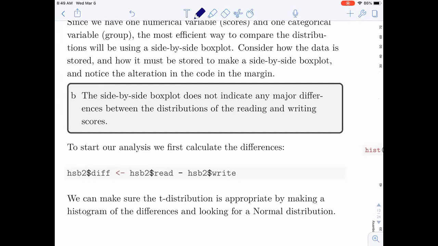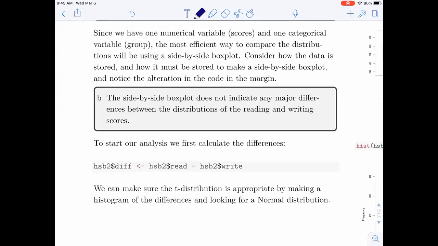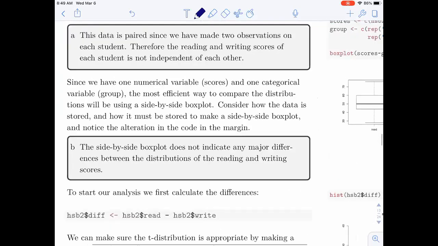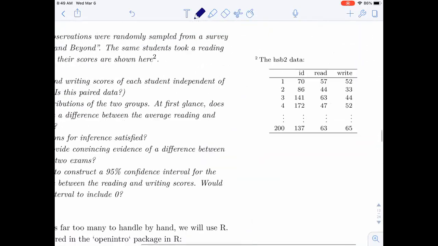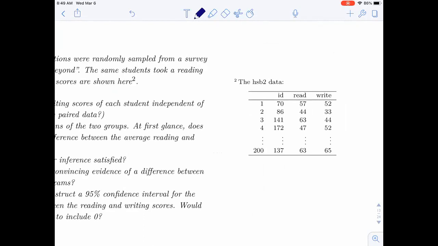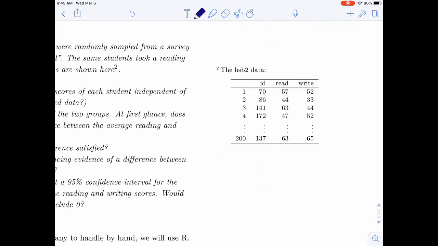So the side-by-side box plot does not indicate any major differences between the distributions of the reading and the writing scores. Okay. So what we do, we go back to the data here. To analyze these matched pairs, we would make a new column of the differences. We can do reading minus writing. As long as we're consistent, you can do writing minus reading, right? But I always just do the first column minus the second column because it's easier for me to look at.